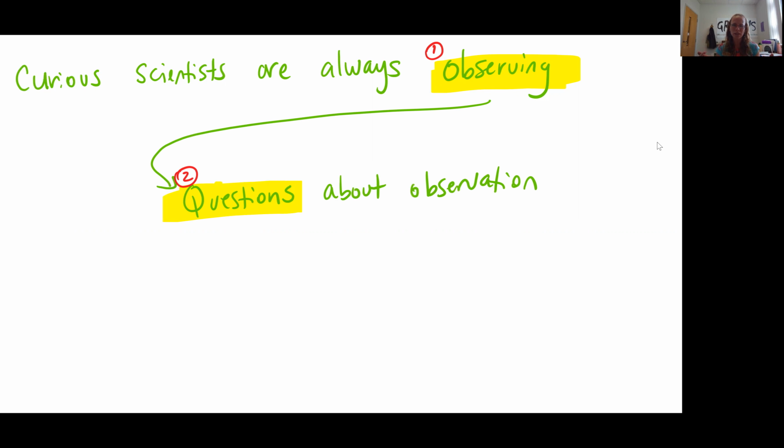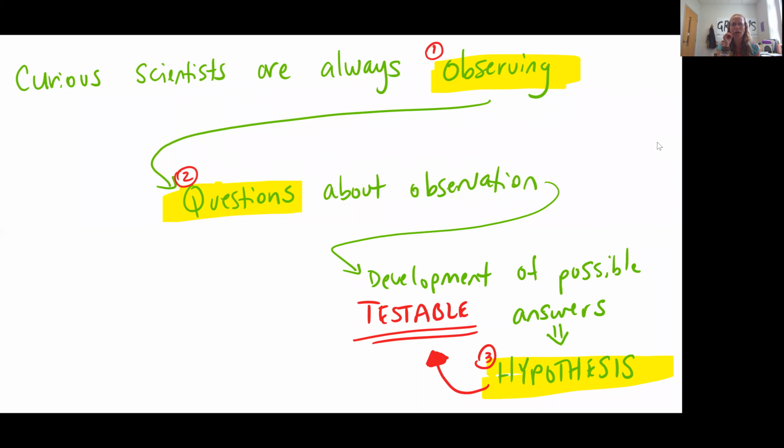So not only are scientists being curious about the natural world, but they're not just saying, that's interesting. They're saying, that's interesting, I wonder why that is. And from there, scientists are going to come up with possible answers to that question they've asked. Well, maybe it's because blah, blah, blah, right? And the key thing here is it has to be something that's observable.